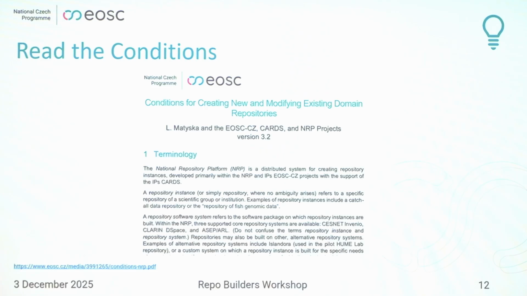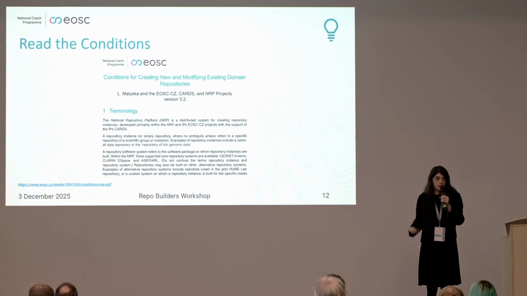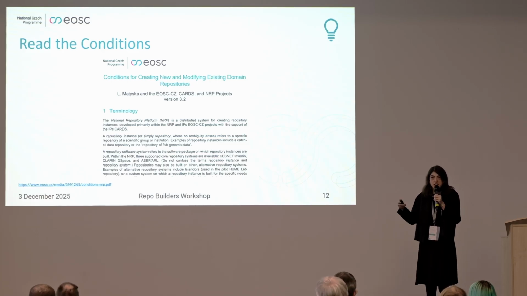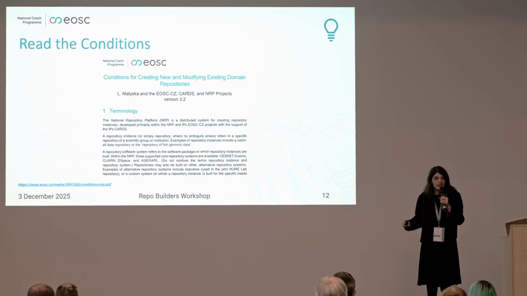So, on this site, you'll find a few essential documents that you should read and understand. The first of them is conditions for creating a new and modifying existing domain repositories. This sets out very simply what NRP offers and what is expected of you. And these conditions are binding for you. But it's quite vague. It says what you're going to do, but it doesn't exactly say how in much detail. So it's good to know.